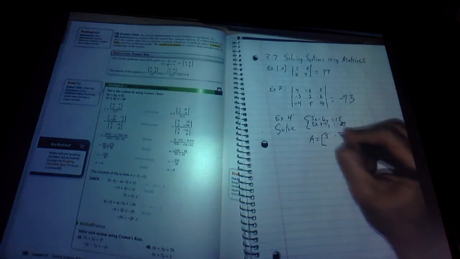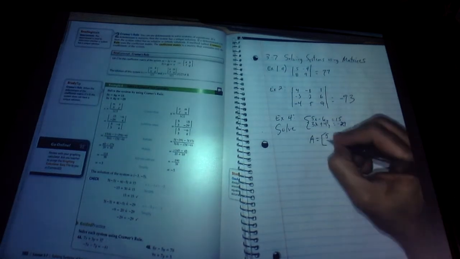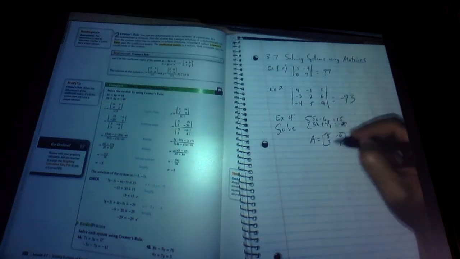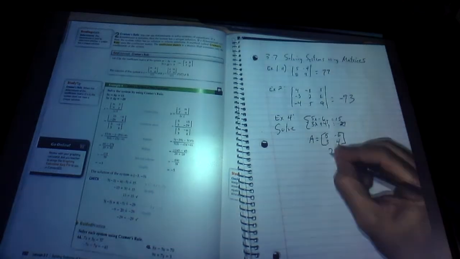So 5, negative 6 is my top row. 3, 4 is my bottom row. See where I got the numbers from? 5 is in front of the X, negative 6 in front of Y, 3 is in front of the X, and 4 in front of the Y. So I got 2 rows by 2 columns. Keep in mind that's a 2 by 2 matrix. We're going to need that in a second.